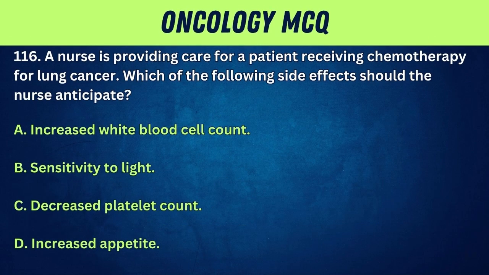116. A nurse is providing care for a patient receiving chemotherapy for lung cancer. Which of the following side effects should the nurse anticipate? A. Increased white blood cell count. B. Sensitivity to light. C. Decreased platelet count. D. Increased appetite.